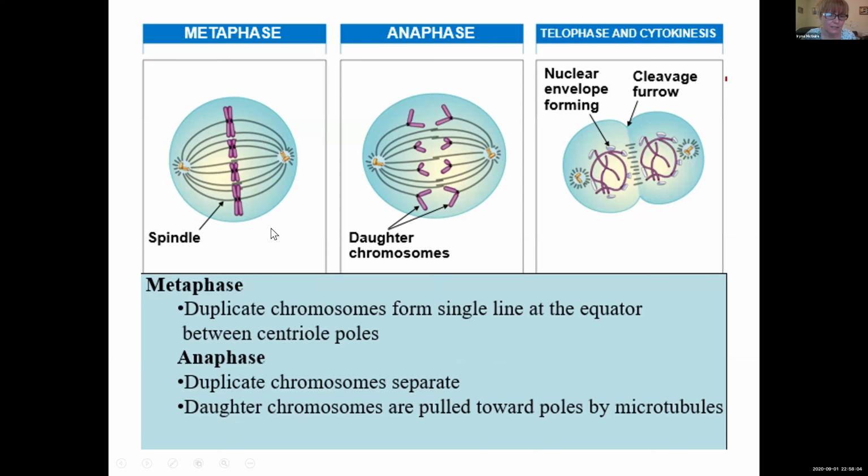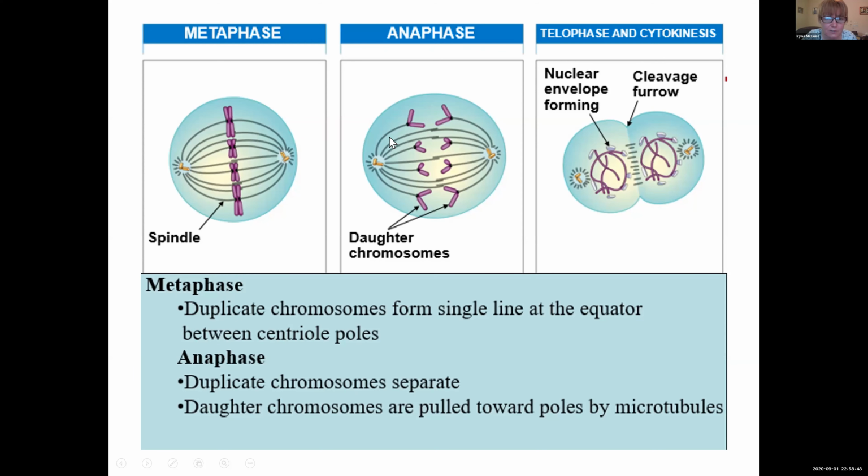Now next will be metaphase. Now duplicated chromosomes, and they were duplicated during interphase, right? They form a line at the equator between two central poles. And we have the spindle that attaches to this middle part. It's not always the middle, but this is called a kinetochore over here, the special proteins, kinetochore in a centromere. So we have centromere, centromere, centromere, centromere. Then this dark part is the kinetochore. So this spindle is attached to this kinetochore, and that's metaphase.